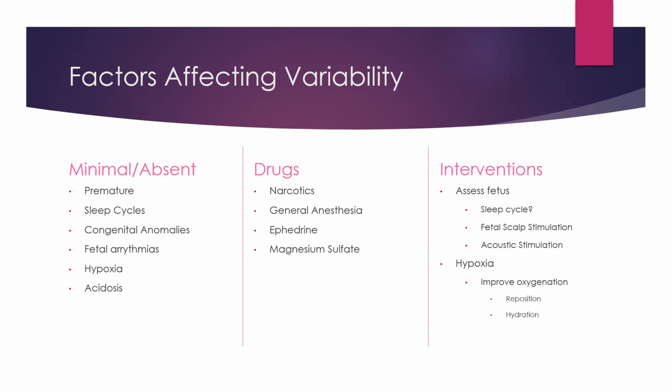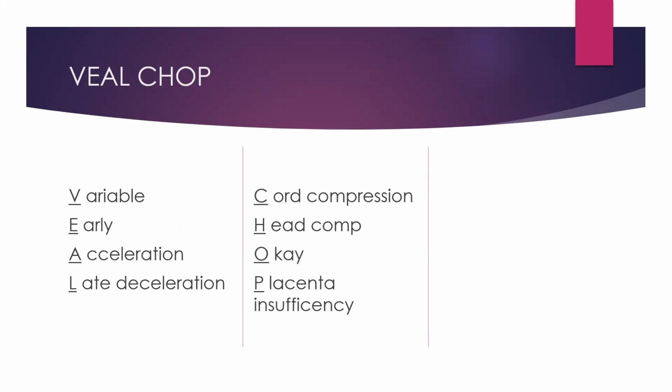Okay. And if the reason is hypoxia, if that is why we're having minimal to absent variability, we need to do our best efforts to improve oxygenation. So that includes repositioning the mom as well as giving her more hydration or IV fluid bolus. Both of those can increase the circulation to the uterus and the fetus, which in turn improves the oxygenation.